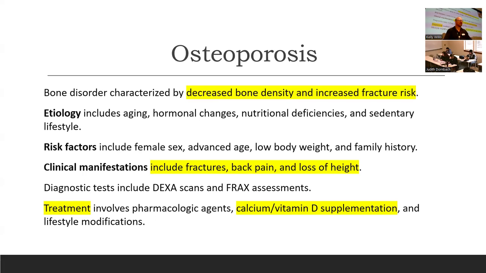Risk factors: mostly female, advanced age, low body weight, and family history. And clinical manifestations, and you might want to memorize this, include fractures, back pain, and loss of height. So people become shorter a little bit with osteoporosis. Diagnostic tests: DEXA scan, FRAX assessment. Treatment: medications or calcium and vitamin D supplements. Calcium and vitamin D work together for bone absorption.